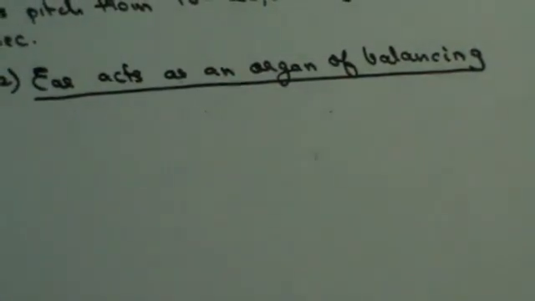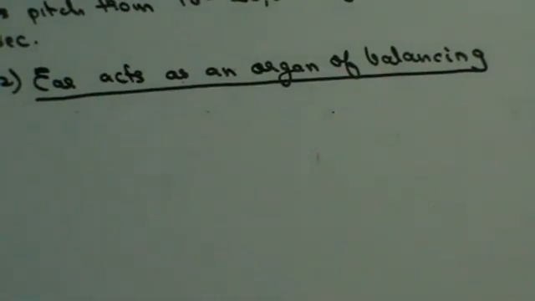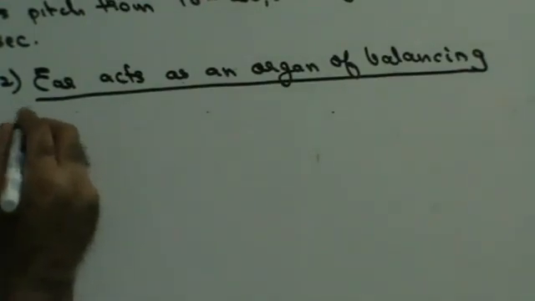Right, what would the ear do? It would make sure that your head remains straight. Now, how is it that the ear is able to do that? Right? Let's try to understand how the ear is able to make sure that your head remains straight. Now, the vestibular and the semicircular canals act as the organ of balancing.